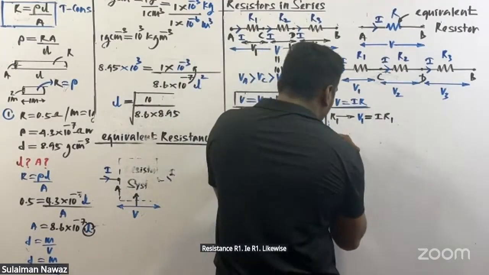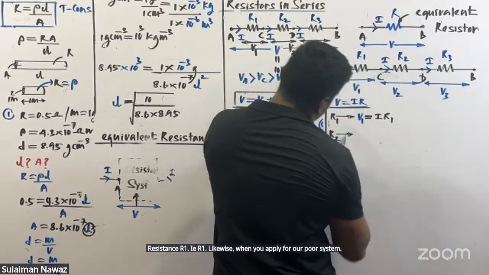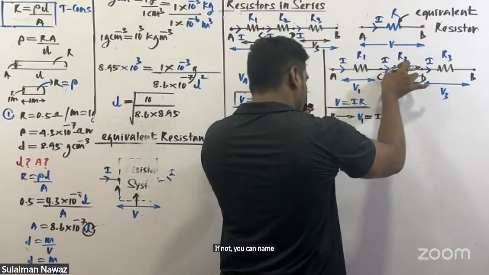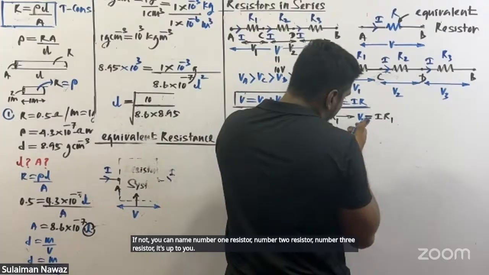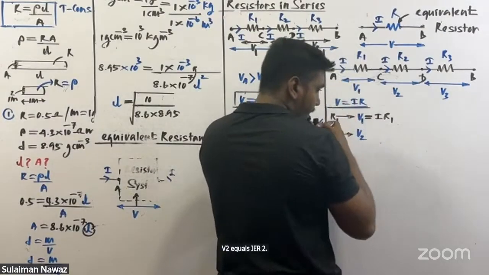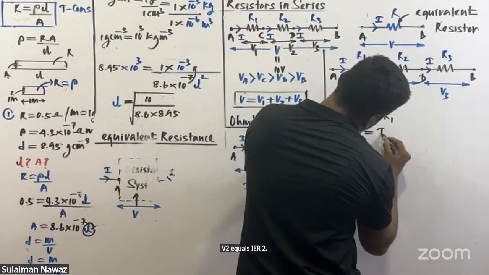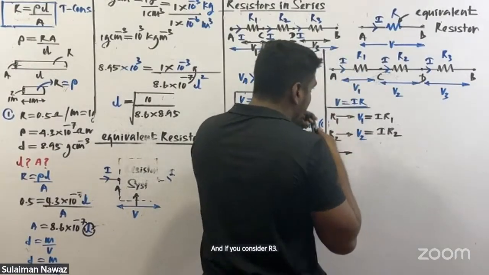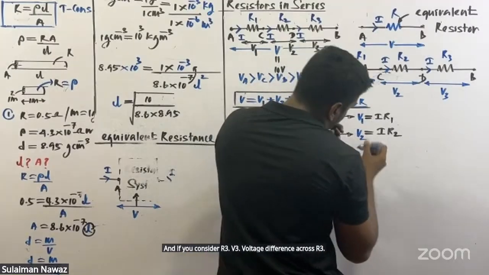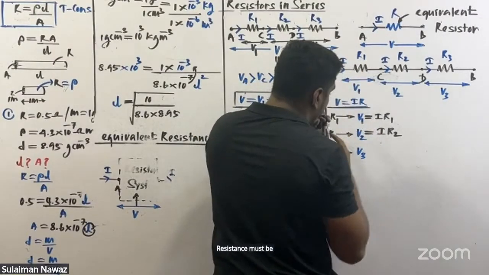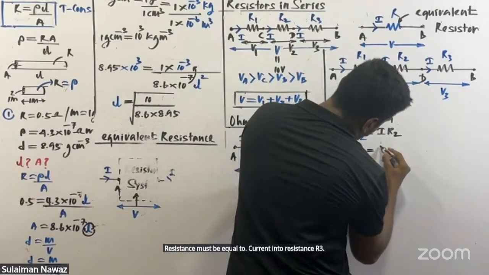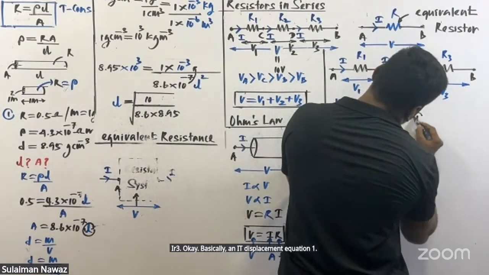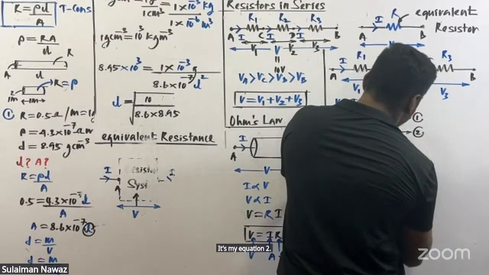Likewise, when you apply it for the R2 resistor, V2 equals IR2. You can name them resistor number 1, number 2, number 3, it's up to you. And if you consider R3, the voltage difference across R3 must be equal to the current times the resistance, V3 equals IR3. Okay, is it clear? I take this as my equation 1, equation 2, equation 3.